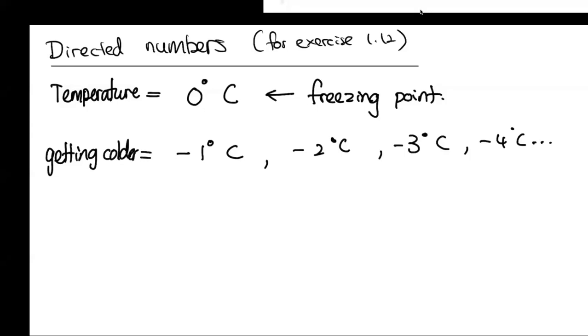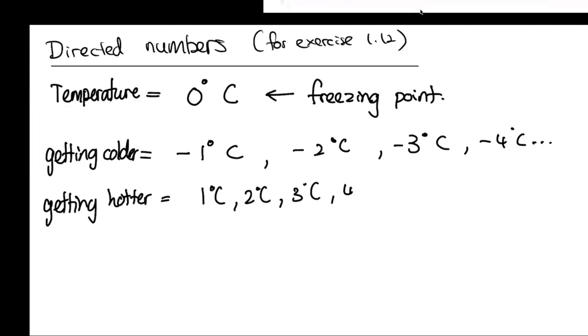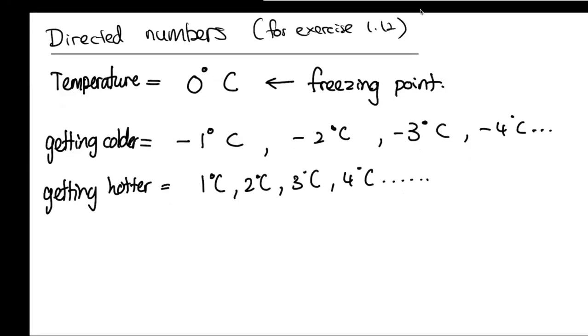If we're talking about getting hotter, it's just going towards the positive sign. 1, 2, 3, 4, and so on. It gets hotter and hotter and hotter as the number increases. So this is something that you need to get used to, whereby we have a certain level at 0. Anything below that will get a negative value. Anything above that will get a different value.